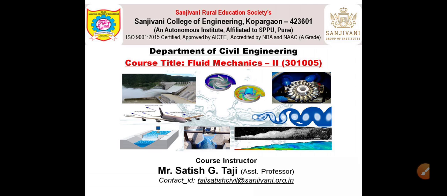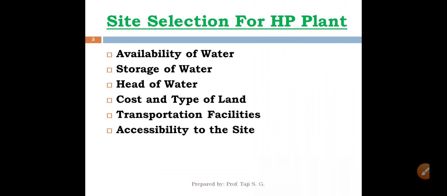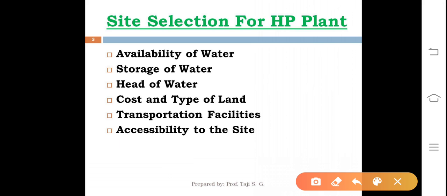Okay? We will continue with components of a hydropower plant. Whenever we would like to generate electricity through a hydropower plant, first of all you have to select a suitable site. For that purpose, we have to see the availability of water and storage of water, how to store the water so that the turbine can be run at the plant.